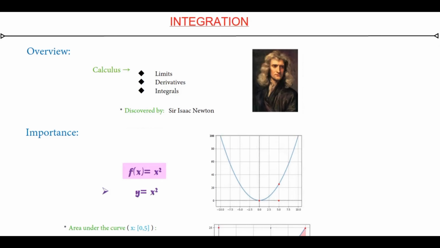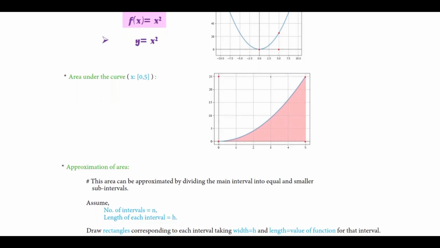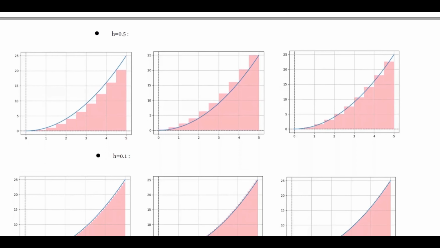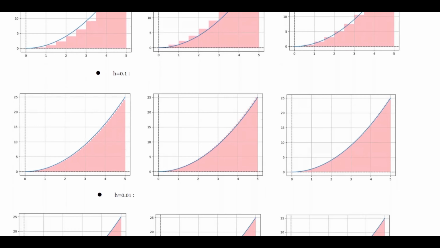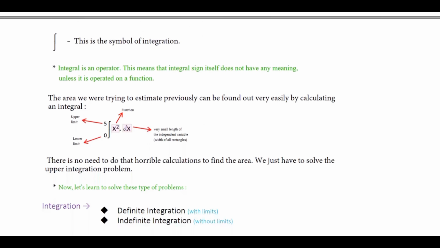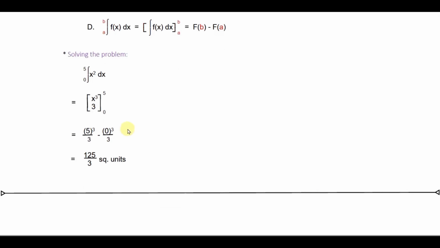Okay, so in this lecture we have studied the overview of calculus and integration, and we have seen the importance of integration. If we have to estimate the area under the curve of any function between the given limits, then we can approximate it by making rectangles. But doing the calculation of those rectangles for such small values of h is very difficult. Using the formulas of integration, we can calculate those areas very easily.